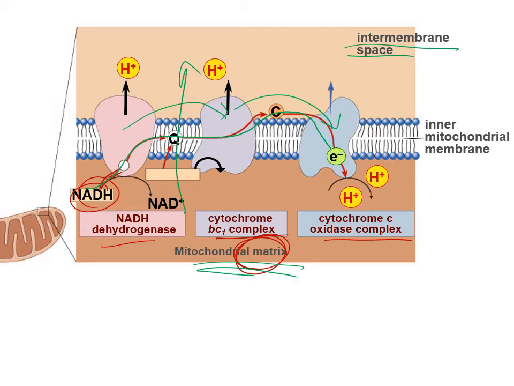The electrons move down this chain of carriers, and each time using some of their free energy to pump hydrogen ions, and we end up forming a high concentration of hydrogen ions on the intermembrane side and a low, so this is the high concentration side, this is the low concentration side, and this creates our chemical gradient.